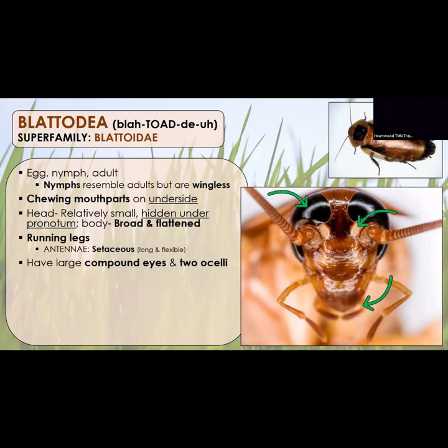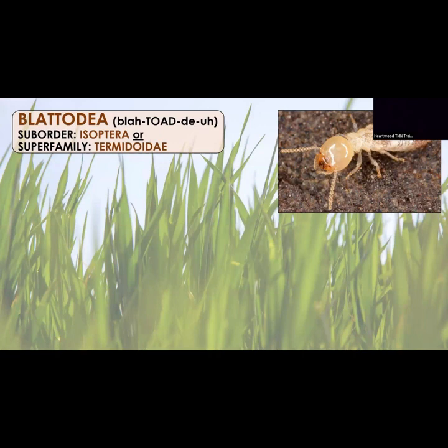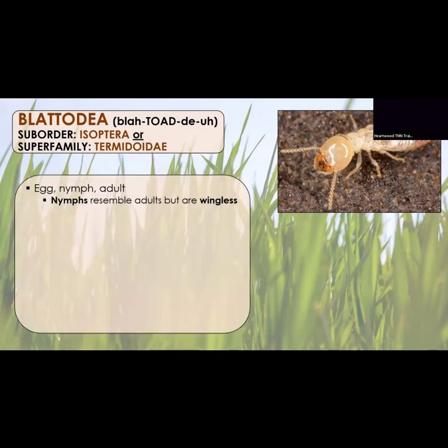I mean, we've all seen cockroaches. They have large compound eyes, and they also have some ocelli there too. And if adults have wings, the outer is called a tegmina, and it's usually waxy, tough, protective, and then that second wing is membranous. All four wings have certain cross venation and all these things that help confirm that everything listed in Blattodea is related. So termites. Say I put suborder Isoptera or superfamily Termitoidae.